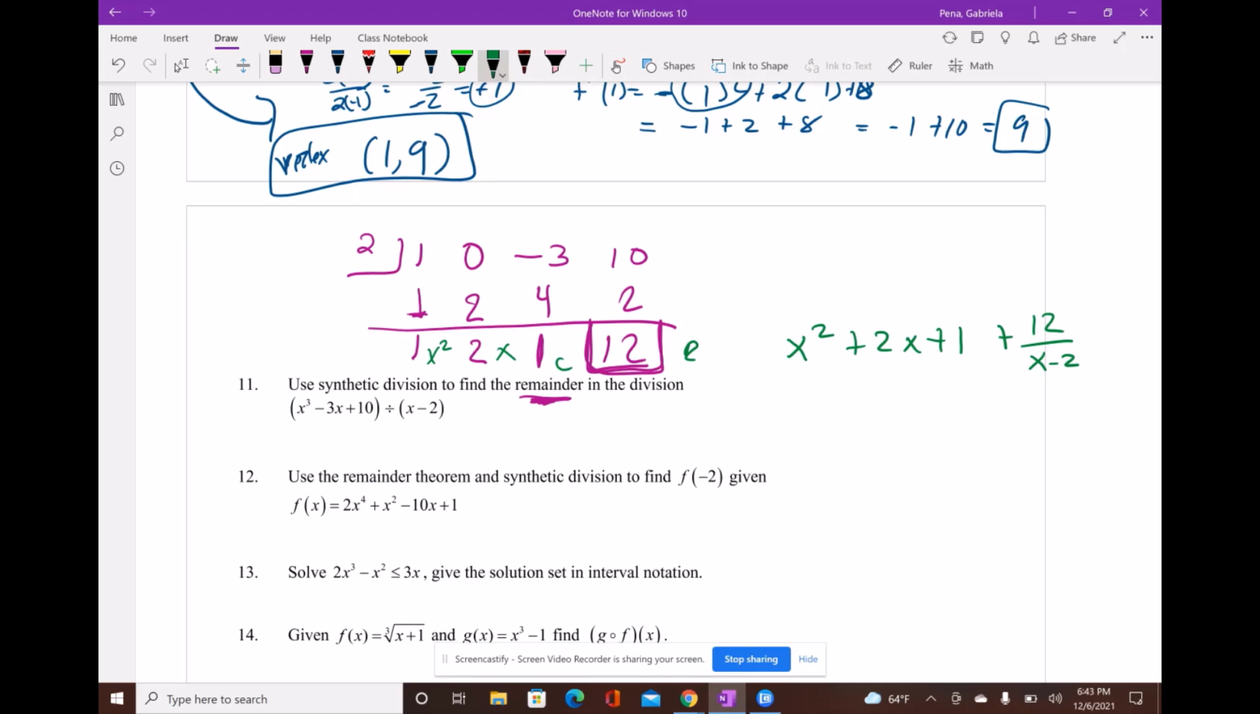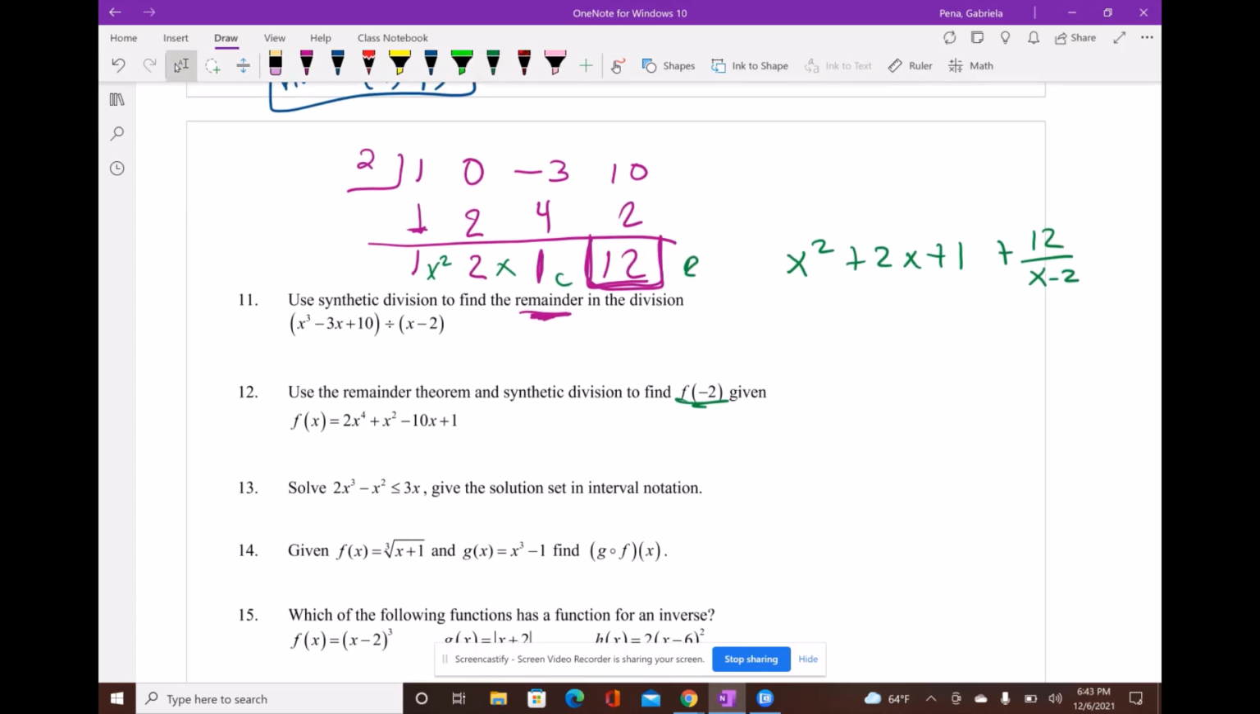Now, this remainder theorem, it's the same thing we just did, it just means plug in a -2 in there, and whatever you get, that's your answer. So this just becomes (-2) to the 4th plus 2 times (-2) squared minus 10 times the -2 plus 1. That's all you have to do for f of -2. So just plug in the value.